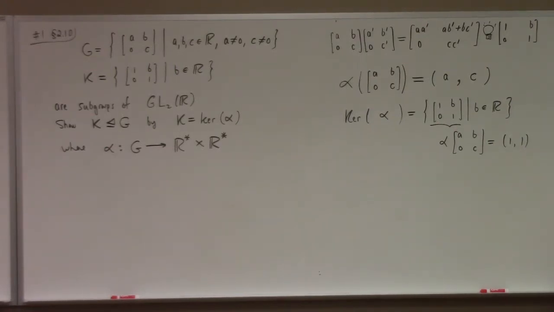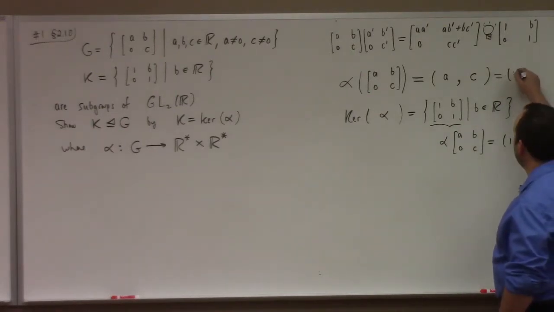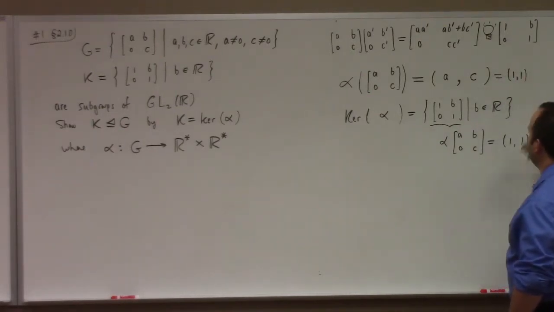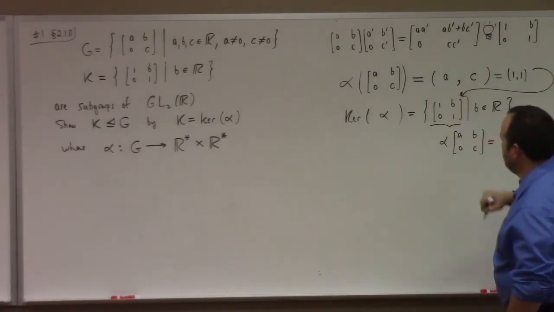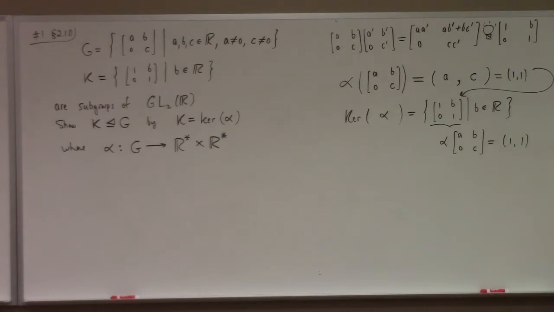Because you don't care about it. See, if I set this equal to 1, 1, what's that say? That says that we got that. It remains to show that that's a homomorphism, I suppose. But that's already essentially the content of me starting to fiddle with the proof that G is a group.